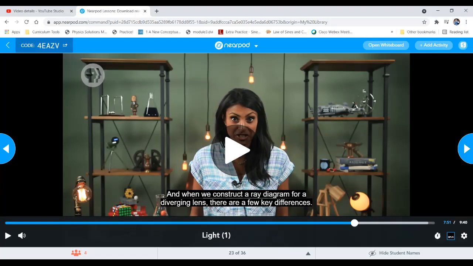Concave lenses that bend inward actually diverge the rays of light. And so those images are called virtual images because they're not really formed from the light. They're constructed by our eyes. But let's take a look a little bit more.